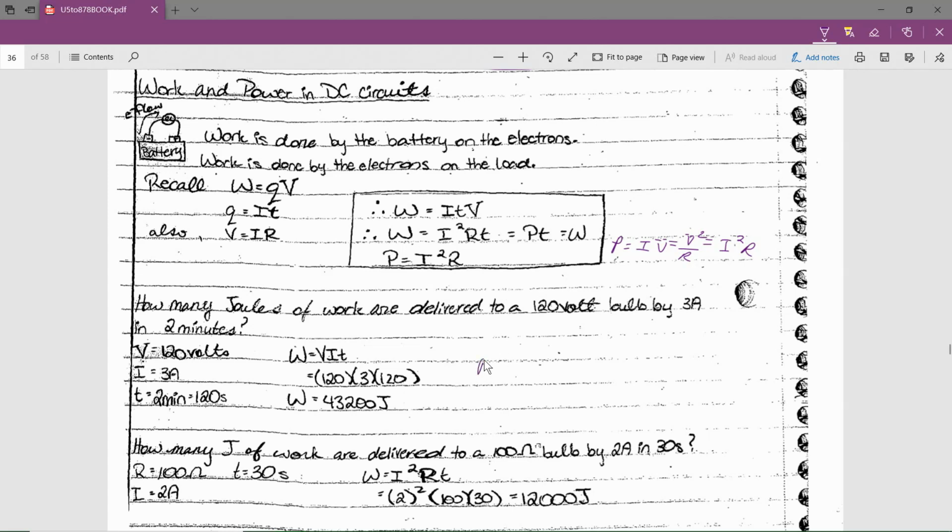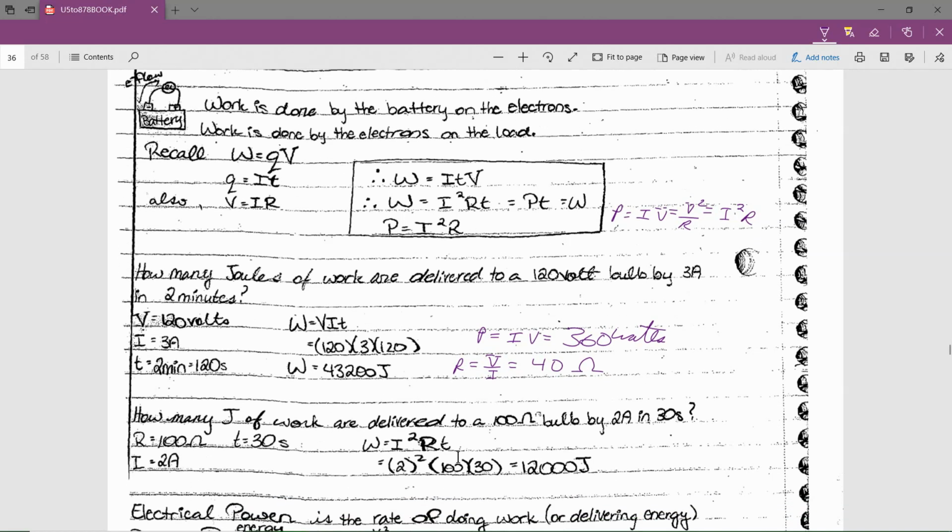If I want to get the power, power is I squared R. I don't have R yet, so let's use IV. So power equals IV. So 3 amps times 120 volts, so 360 watts. Okay, remember power is in watts. And I might as well get the R here. R is V over I. So that's 120 over 3, so that's 40 ohms. So that bulb is 40 ohms. So if you want, you can write that in your booklet. I expanded upon the question there. Okay, let's look at another one here.